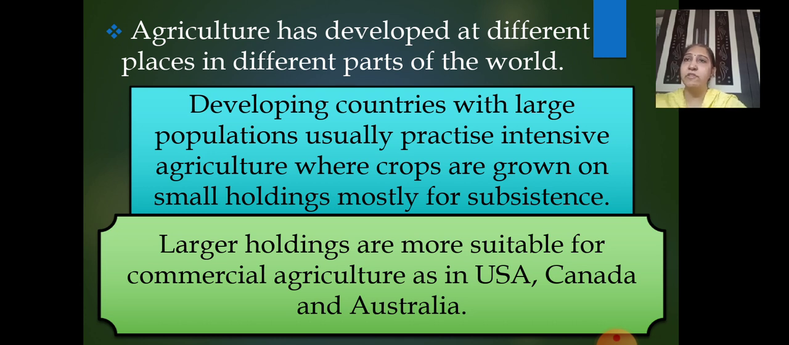Now, with the help of these two studies of farms, one from India and the other from the USA, we are going to understand agriculture in a developing country, that is our country India, and a developed country, that is the USA. So we'll be learning what a farm in India and a farm in the USA are like. So we will see the comparison of these two.